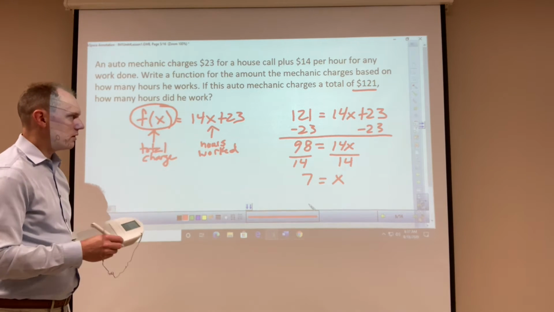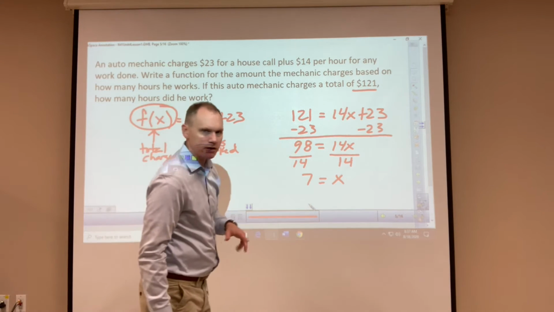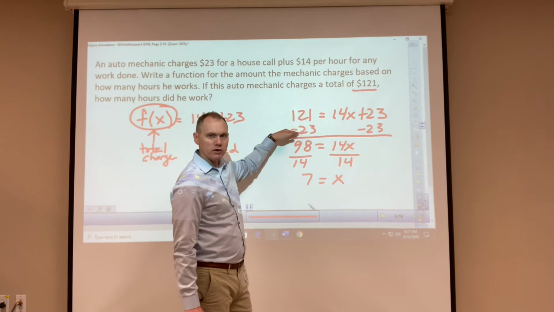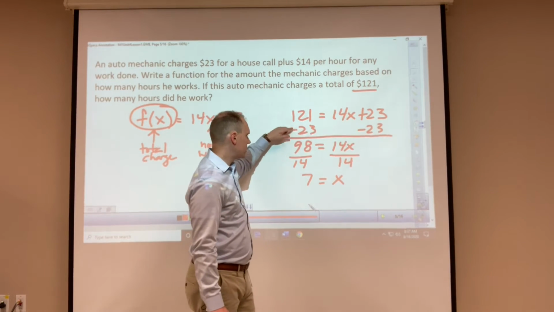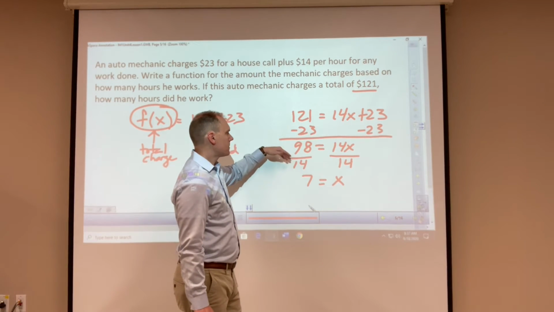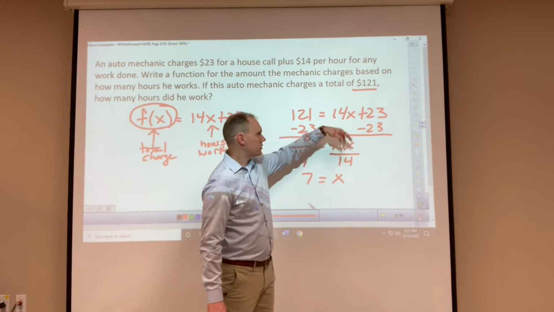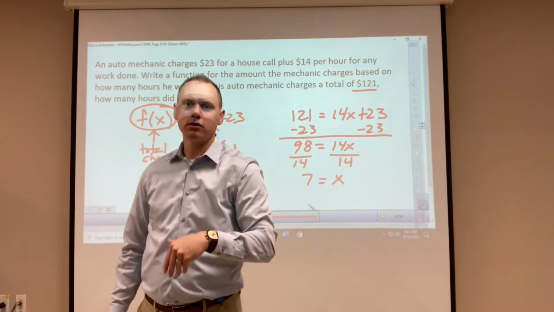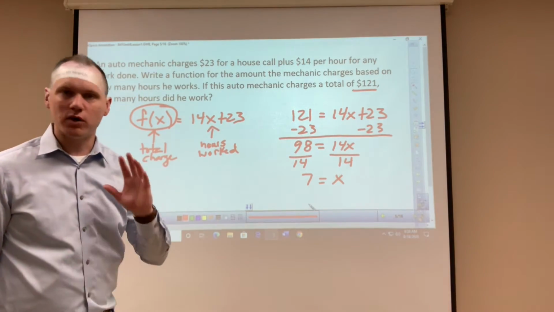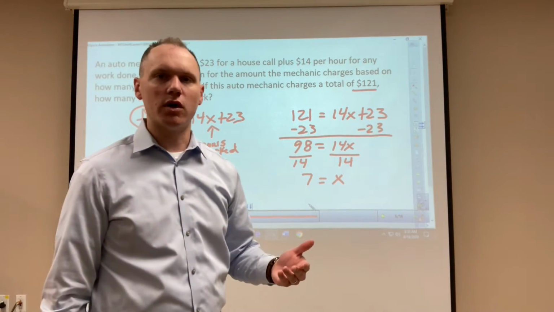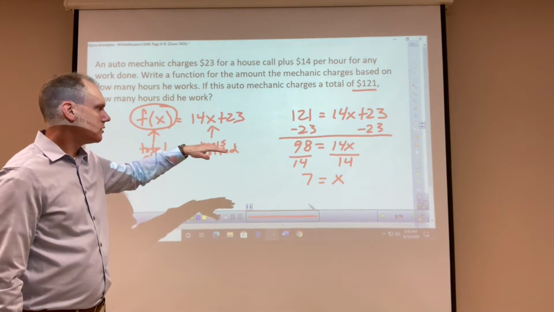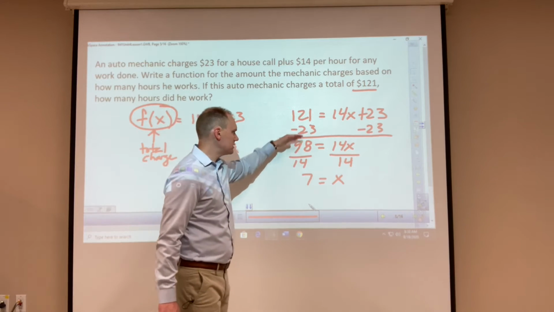All right, eventually, maybe not right now, but eventually, you should get to the point where you don't need to write this step right here, where you're subtracting 23 or dividing by 14. When you're subtracting 23, you can just go ahead and do the subtraction. You don't necessarily have to write out that step. Whenever you feel comfortable doing that, go ahead and move on to that. But for right now, you can go ahead and write your work in terms of what you're doing each step.